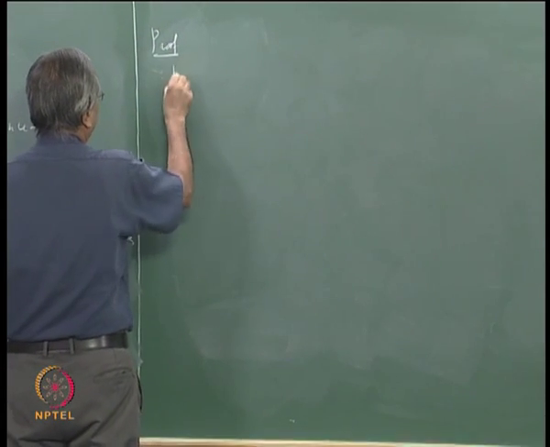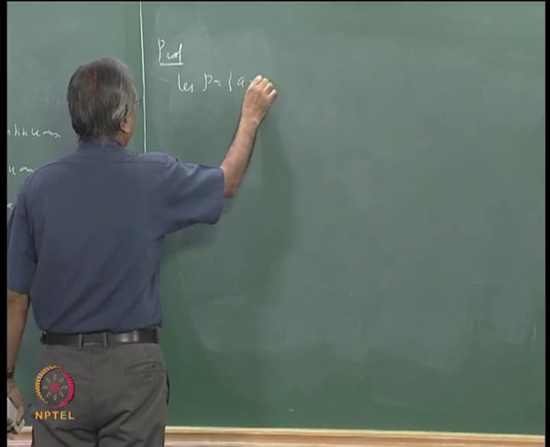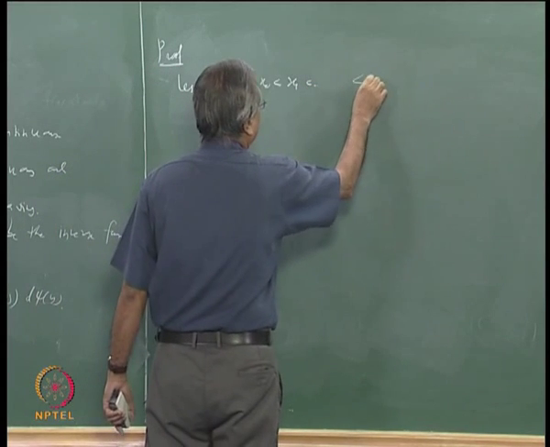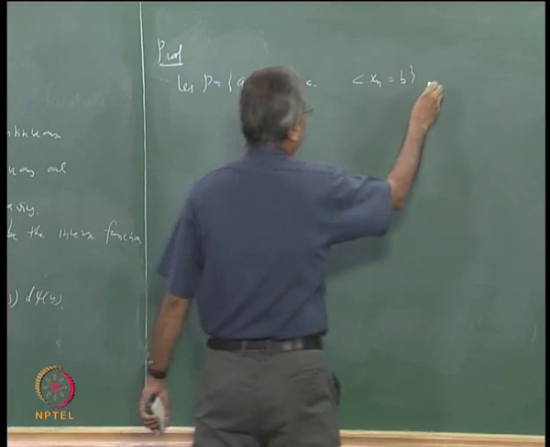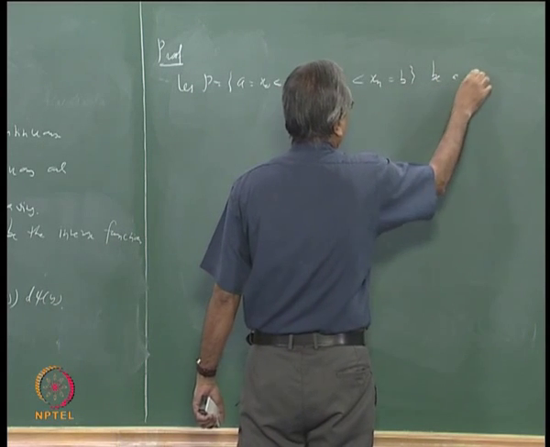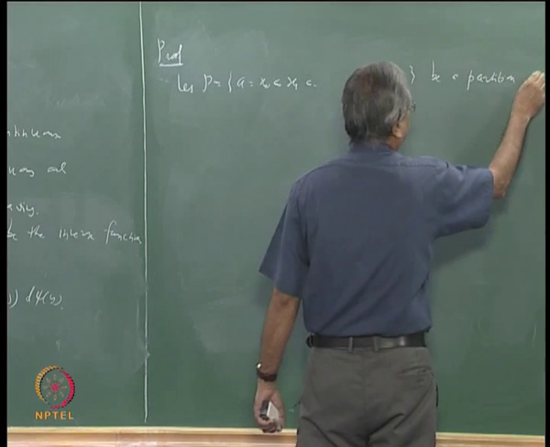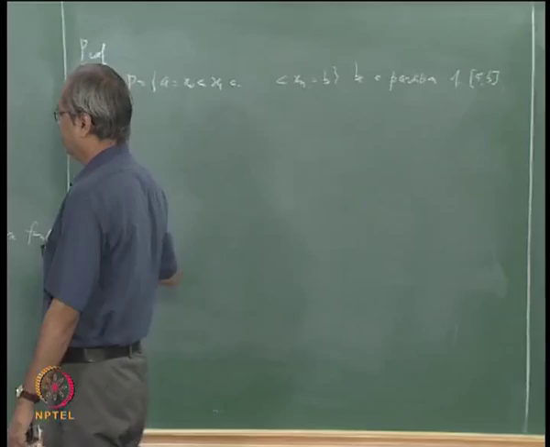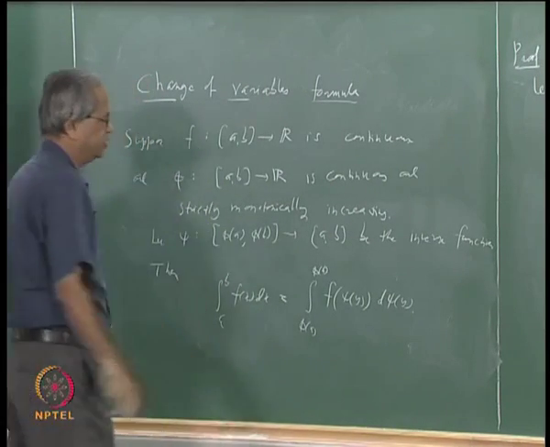Okay, so let us say, let P be, as usual, a = x0 < x1 < ... < xn = b, a partition of [a, b]. And when we proceed with the proof, you will also understand what exactly is the implication of assuming that f is continuous and phi is continuous.